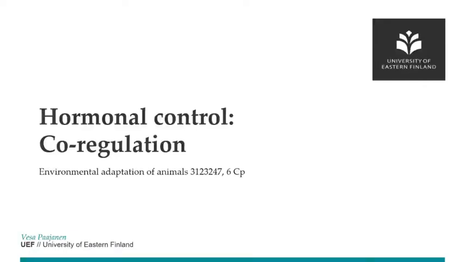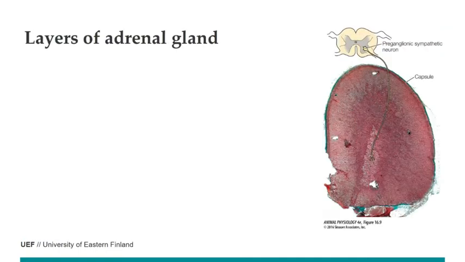Now we will get a close view on the co-regulation. So how different endocrine organs are working together and how the endocrine system is working together with the nervous system. But let's first take a close look on the adrenal gland.